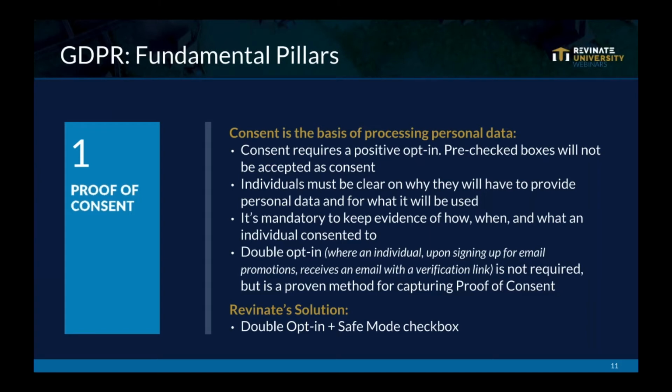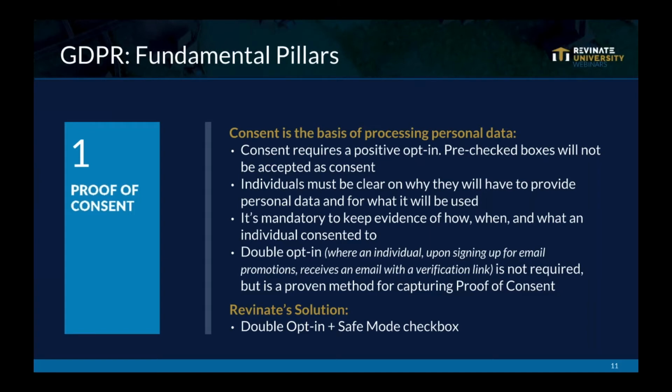It is now mandatory to keep evidence of how, when, and what an individual consented to. So you basically need to have your proof of consent. And lastly, double opt-in, which is not required, however we recommend it as a proven method of capturing proof of consent. So what's Revinate's solution?